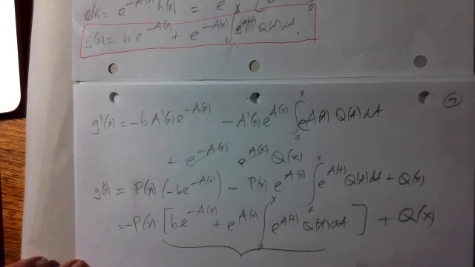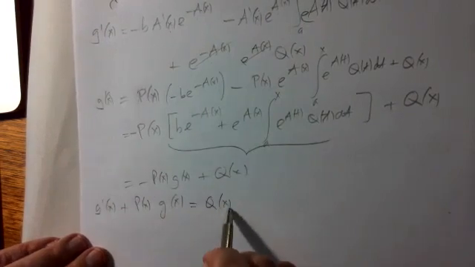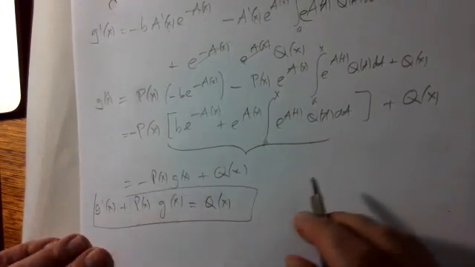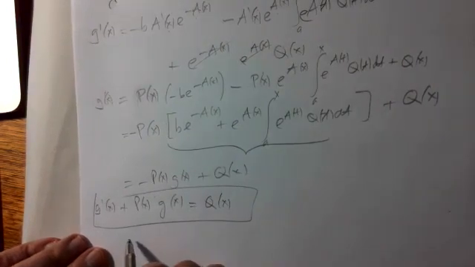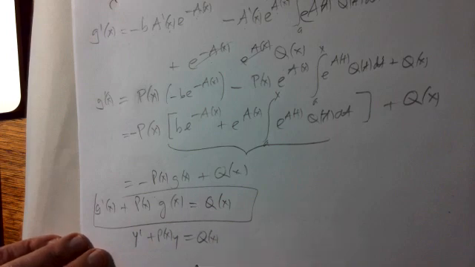This function is just g of x. So this is minus p of x, g of x, plus q of x. So g prime of x plus p of x g of x equals q of x. So we have a solution of the differential equation, y prime plus p of x y equals q of x.